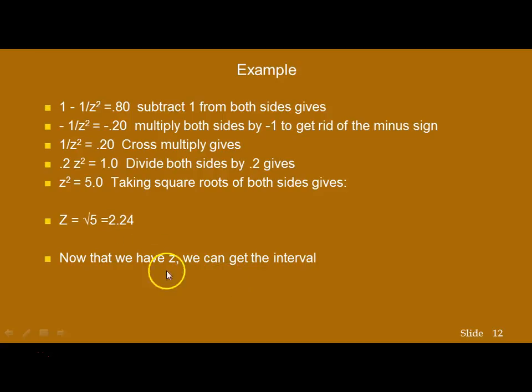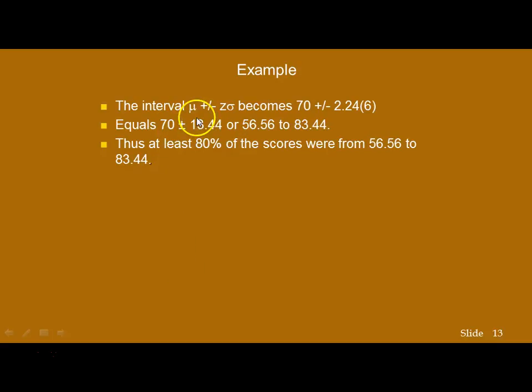Now, once we have the z value, we can finish the problem. The interval has to be mu plus or minus z sigma. We already know the mean is 70. We have the z value is 2.24. The standard deviation is 6. Calculate that out, and you'll get an interval from 56.56 to 83.44. So this is telling us that at least 80% of the scores would have to be in the interval from 56.56 to 83.44.